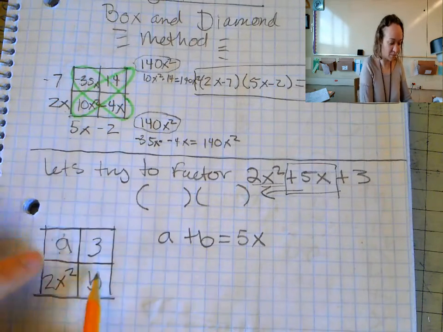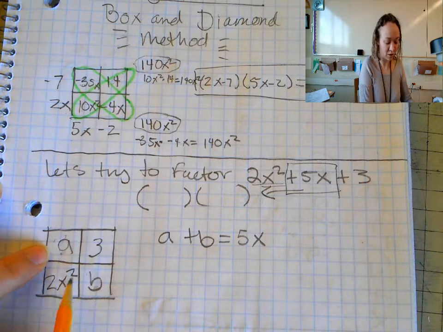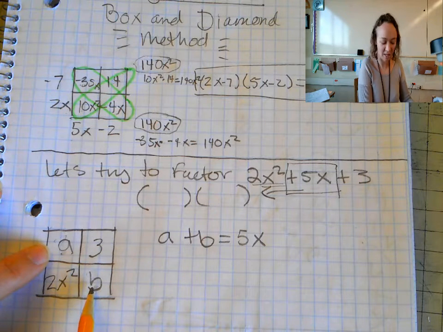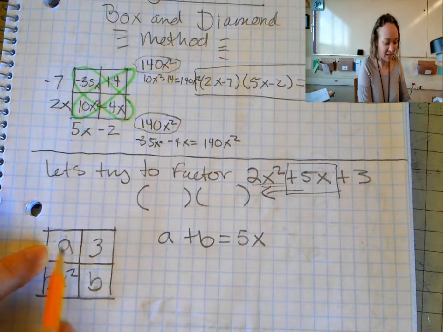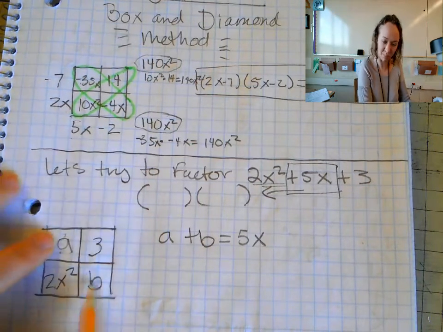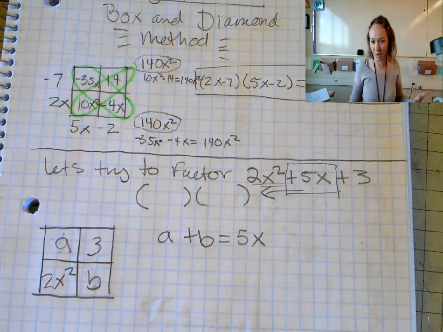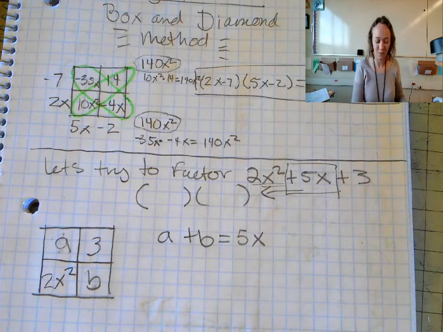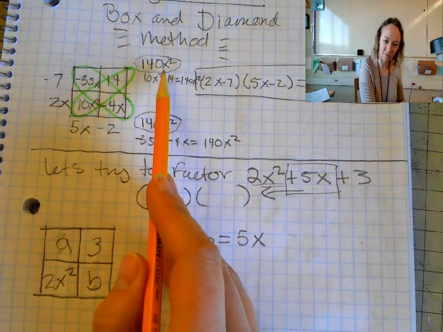So this could be a 2x and a 3x. Could be a 4x and a 1x. Could be a 5x and a 0x. Right? I know it's going to be 2 things that simplify to 5x. What else do I know about this though? Well, what I just learned up here.